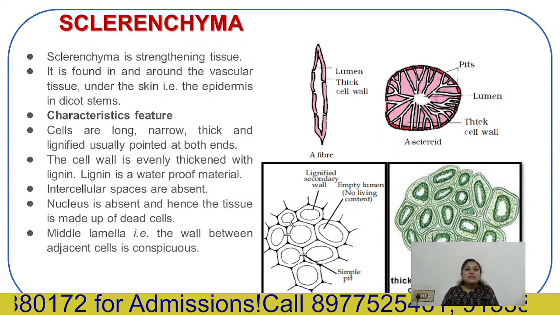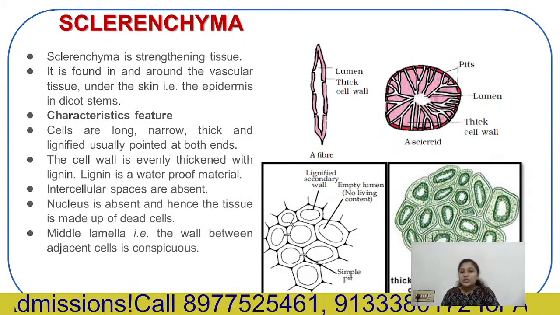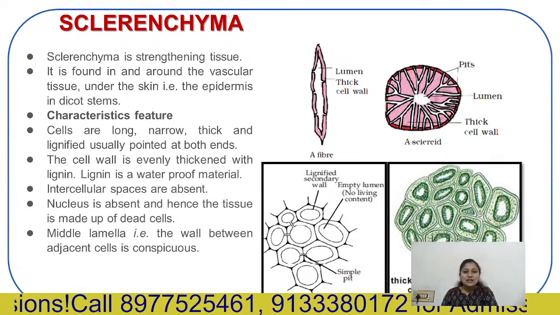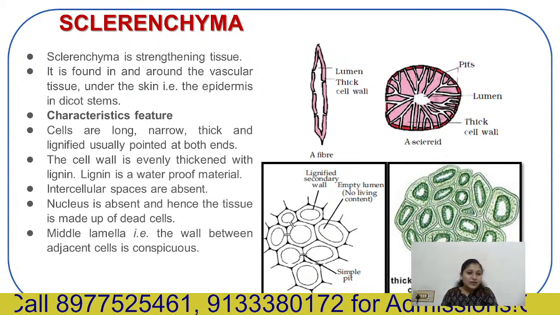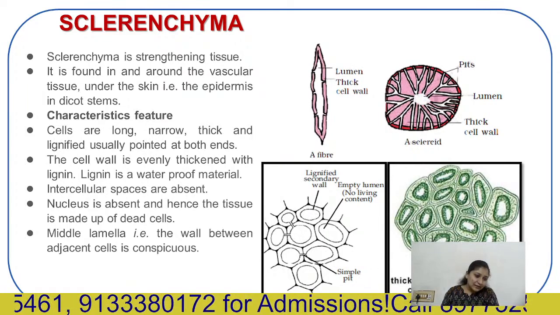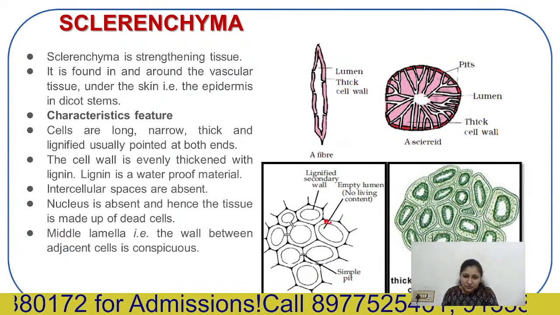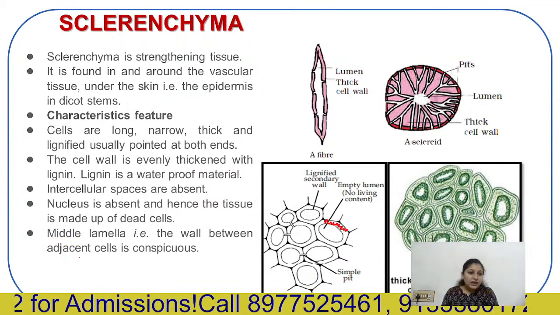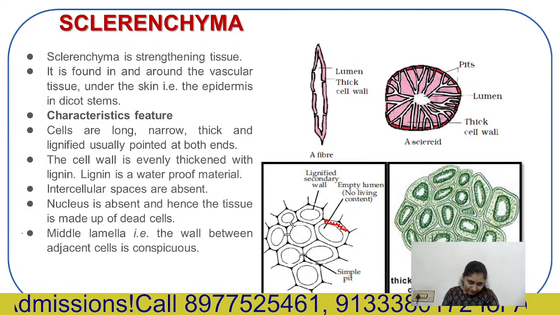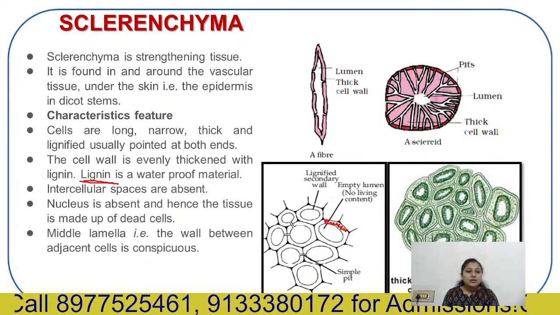Then sclerenchyma is the strengthening tissue. It is dead tissue, you can say. The nucleus is not there, and the cells are evenly thickened with lignin. You can see this type of thickening over here. So lignin depositions are there.